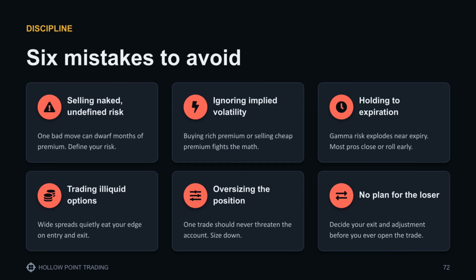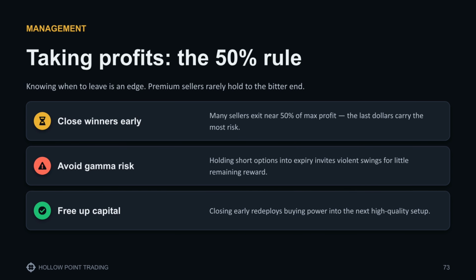To stay in the game, avoid these 6 common mistakes. Never sell naked, undefined risk options. Don't ignore implied volatility. Avoid holding to expiration due to gamma risk. Stay away from illiquid symbols. Never oversize your position. And always have a specific plan for how you will handle a trade that goes against you.